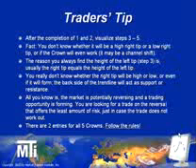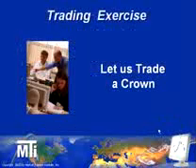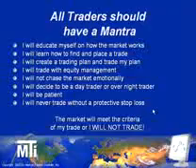Now, there are 2 entries once again on all 5 crowns, and all you need to do is follow the rules. So let's trade a crown. Fill out that paperwork. Depending on which way, go find those 4 levels of resistance, 4 levels of support. Go ahead and circle the crown. Look for your entry. Have your stops in place, your limits in place.